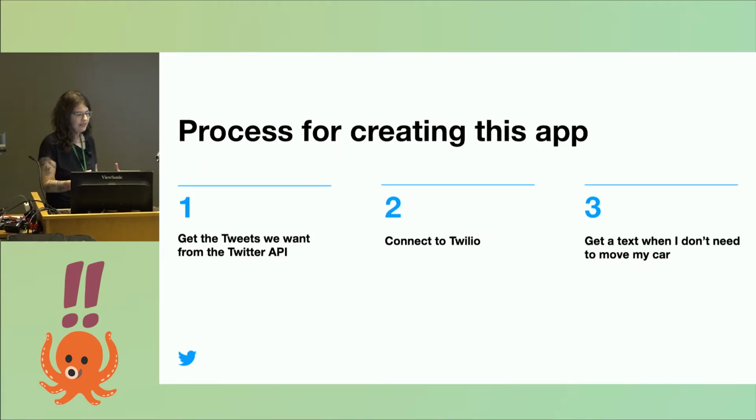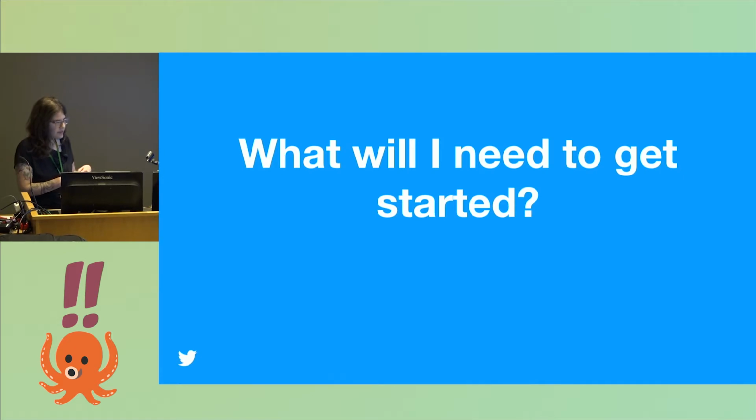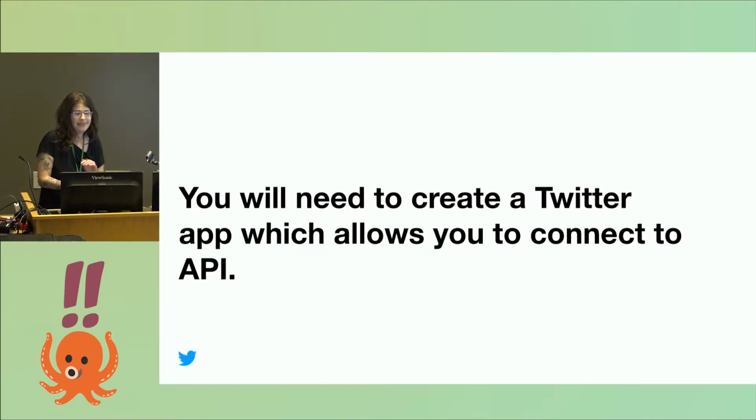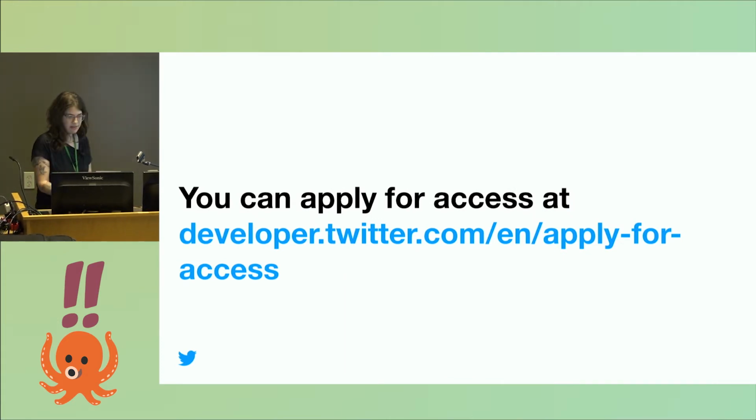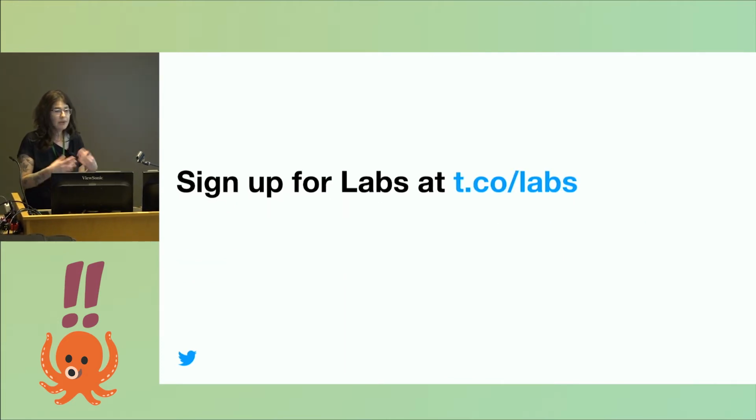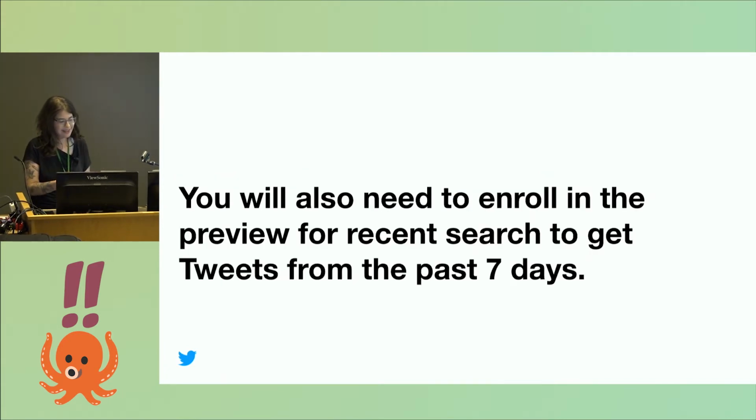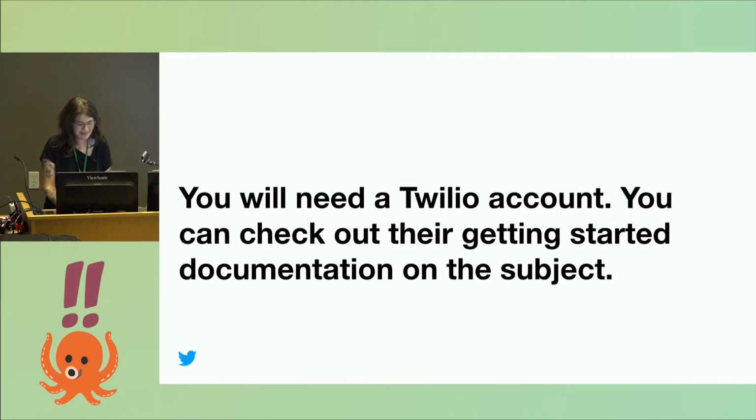So the process for creating this app is to get the tweets we wanted from the Twitter API, connect to Twilio, and get a text whenever I didn't have to move my car. So if you wanted to build something like this, you might be wondering, what will I need to get started? You will need to create a Twitter app, which allows you to connect to the API. You can apply for access at this address if you need that. The endpoint that I'm going to be showcasing today uses one of our experimental endpoints called Twitter Developer Labs, and it is Recent Search, which allows you to get tweets from the past 7 days.